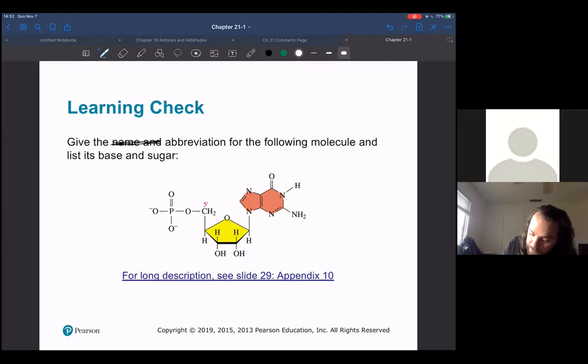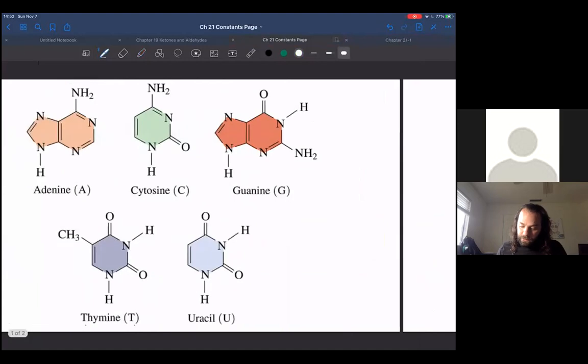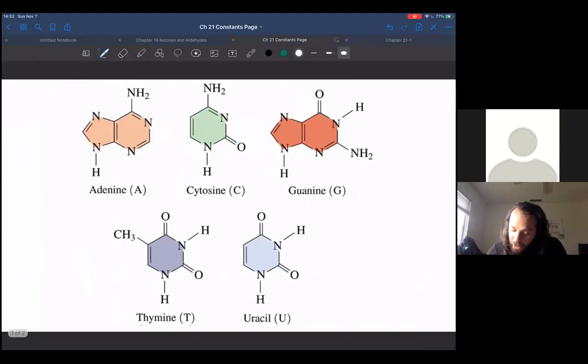This is going to be an intro into what you'll see on your constants page for this chapter. Ignore that for now. This is what you'll be given on your constants page. It's just a list of these bases in alphabetical order. First of all, you want to be able to tell me whether they are pyrimidine or purine derivative bases. You want to be able to tell me whether they're components of DNA or RNA or both, and then just be able to recognize them.